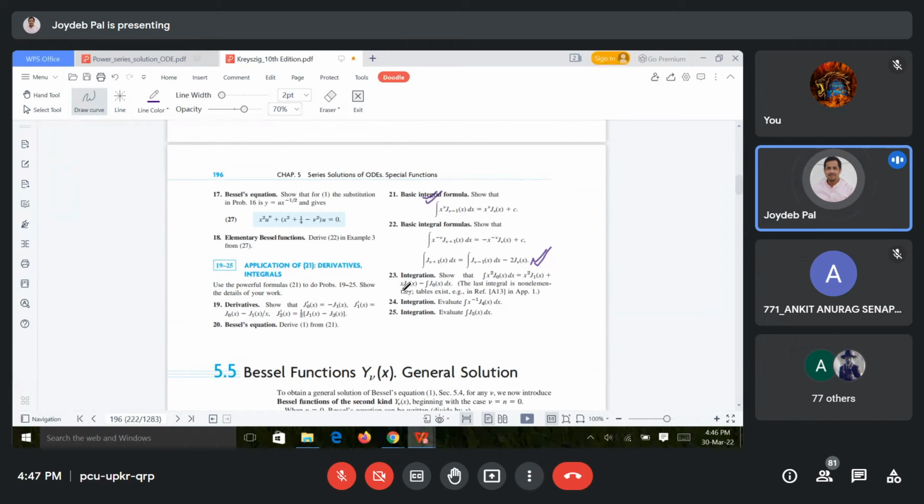Now we have to prove it. Integration of x square j naught x dx is equal to x square j1 x plus x j naught x minus integration j naught x dx. I have to prove this. Now how to prove it? You have these three formulas. That is not that much useful; you can ignore it.